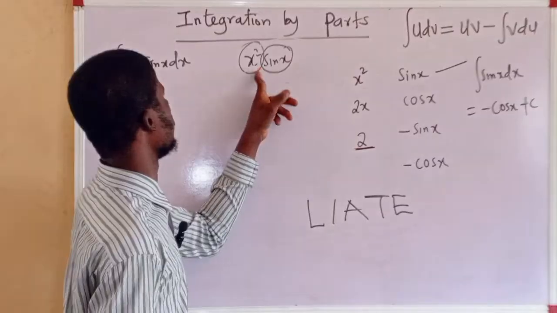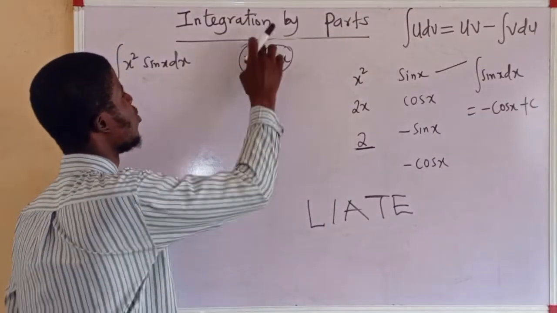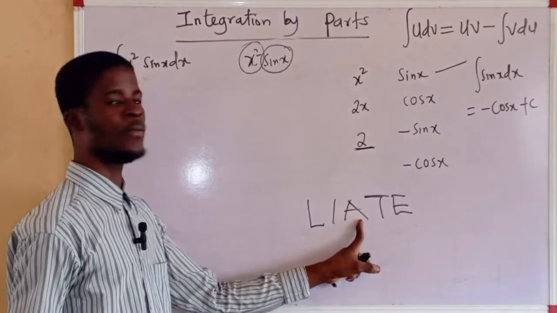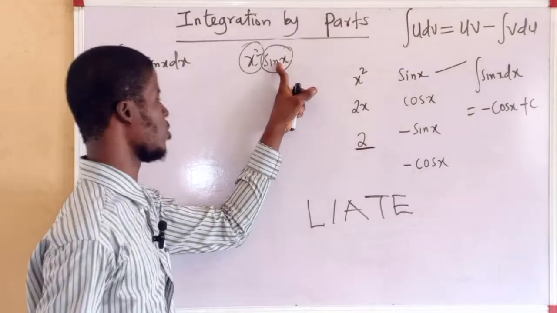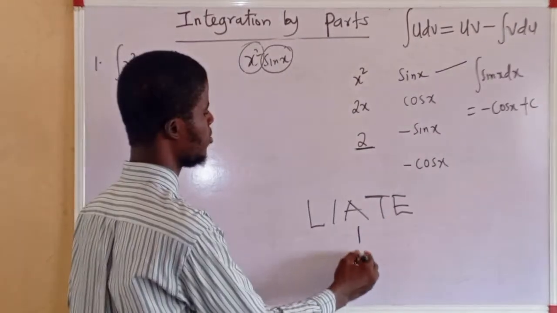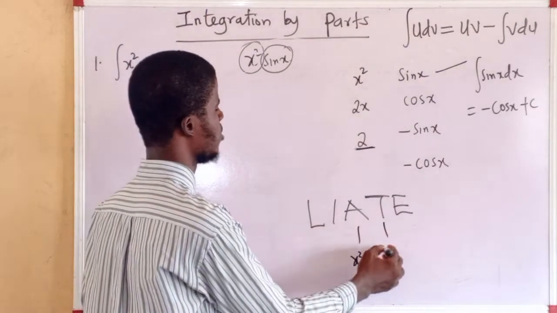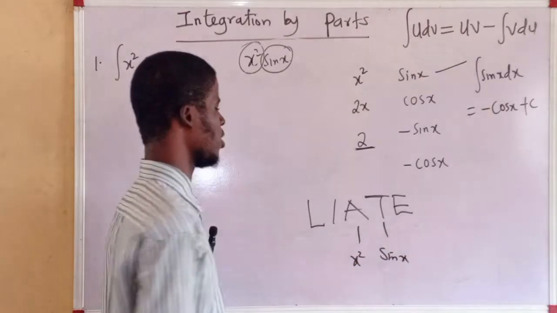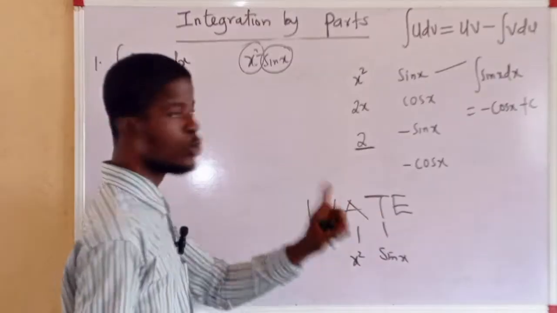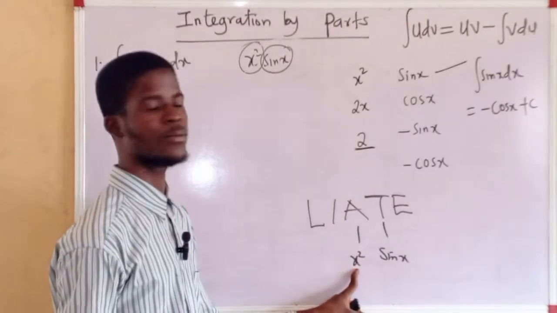Okay, let's use this function as an example. X squared sine x. X squared is algebraic, that's A. Sine x is what? Trigonometric, that's T. So this one is x squared because it is algebraic, and this one is sine x because it is trigonometric. A comes before T, so I should choose u as x squared.